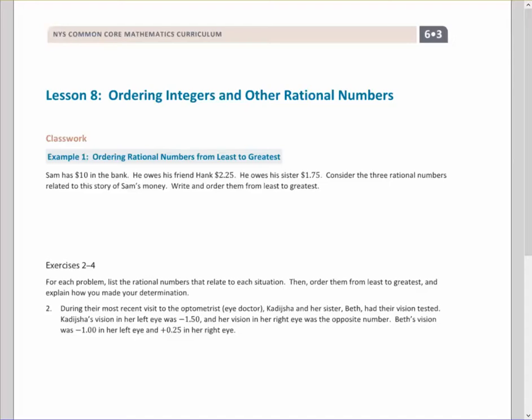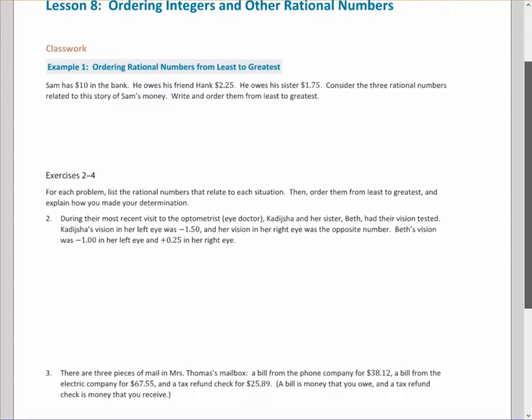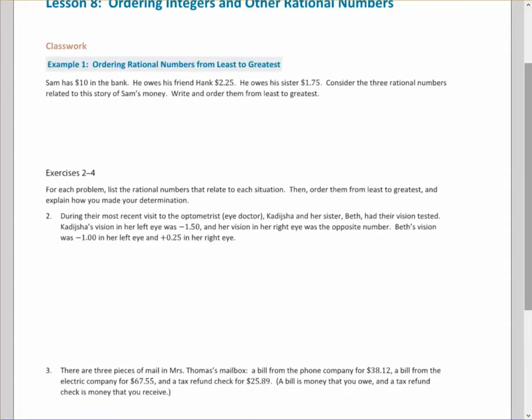So we have in example 1, Sam, who has $10 in the bank. Go Sam. I bet you got that for mowing the yard. Maybe. I don't know. He owes his friend Hank $2.25. He owes his sister $1.75. Consider the three rational numbers related to the story of Sam's money. Write and order them from least to greatest.